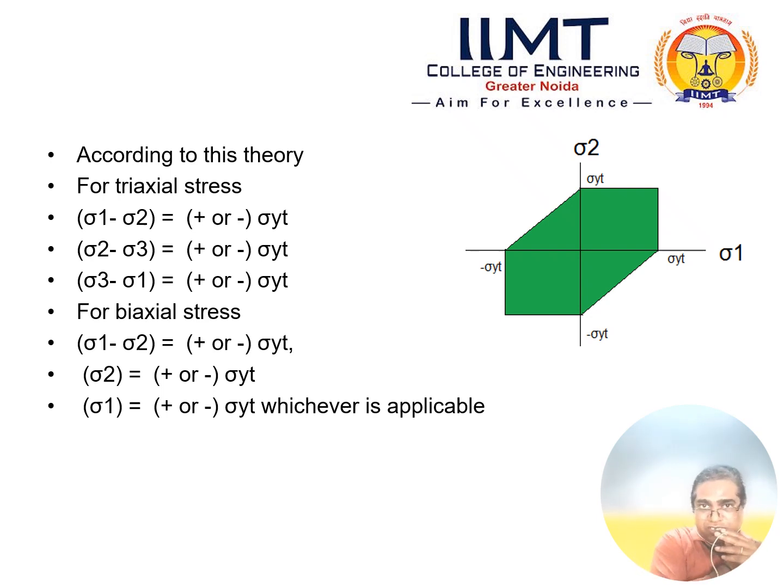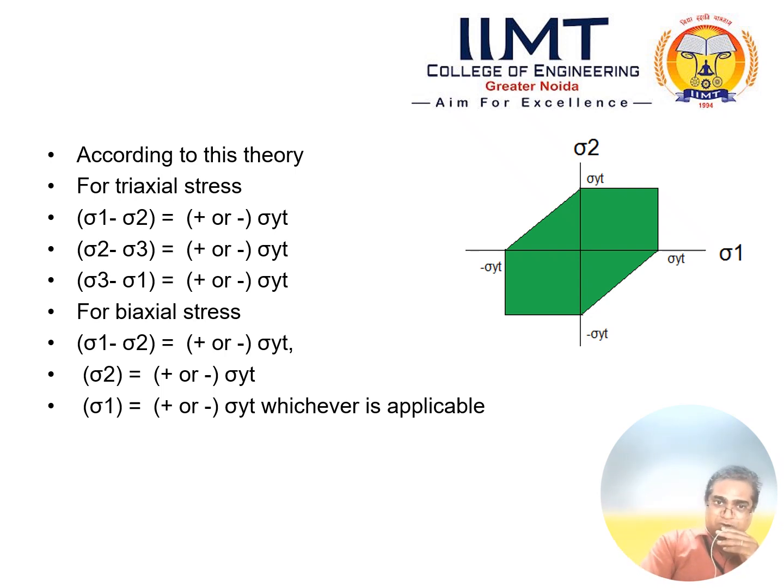So according to this theory, for a triaxial stress system, sigma 1 minus sigma 2 is equal to plus or minus sigma yt, plus for tensile and minus for compression, or sigma 2 minus sigma 3 is equal to plus minus sigma yt, or sigma 3 minus sigma 1 is equal to plus minus sigma yt. These are the six equations.